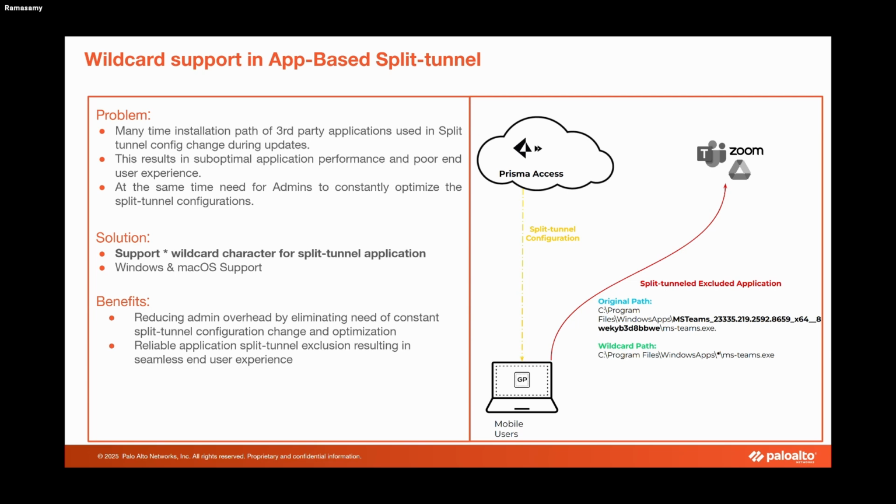Before the wildcard support, our configuration will look like the original path, which you see over here. We have a full path. But now, after the wildcard support for the application-based split tunnel configuration, it will look like this. Instead of this full path, you can just give an asterisk over here. Now, even if the path changes, it's not going to impact or break the split tunnel configurations based on the application.